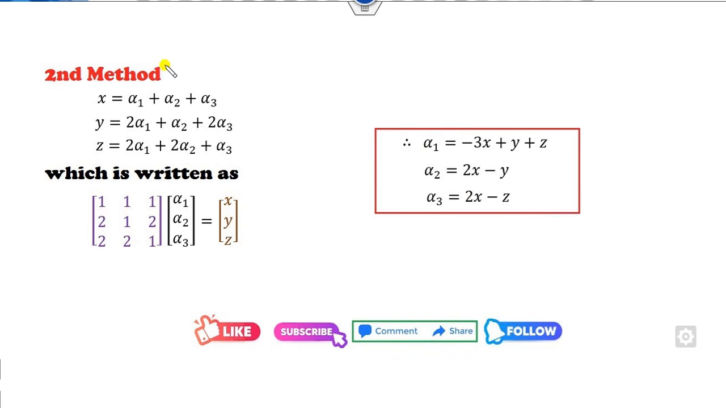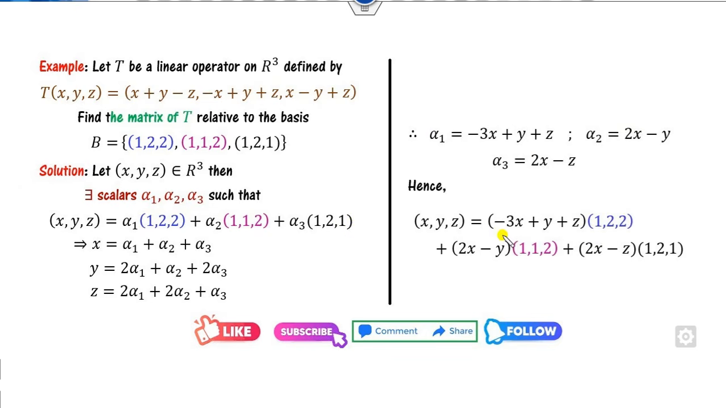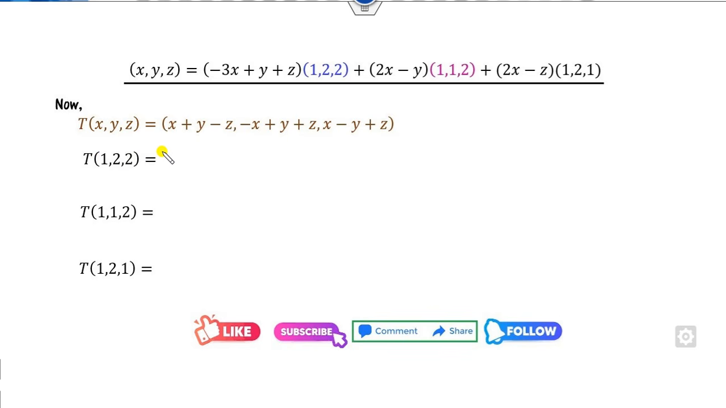So you can opt for either method, but I always suggest you opt for the first method. Now once you have the values of alpha 1, alpha 2, alpha 3, substitute them in this expression. Now the final step is, having applied this, calculate this value at the points of the basis, substituting x as 1, y as 2, z as 2. In these cases you will get an expression. Write this element in this form.